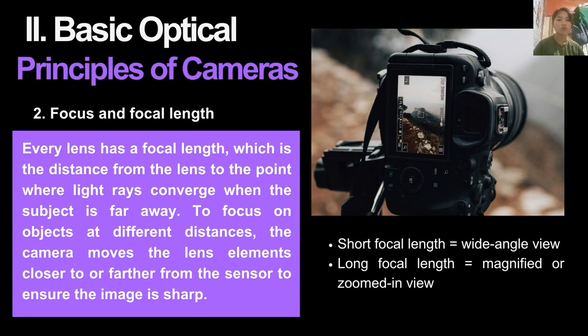We also have long focal length. This is to zoom in on distant objects. This is perfect for wildlife or sports photography, or whatever picture that you want to zoom in on so that you can have a clear photo of that. By changing the focal length, we can control how close or how far the subject appears in the photo.